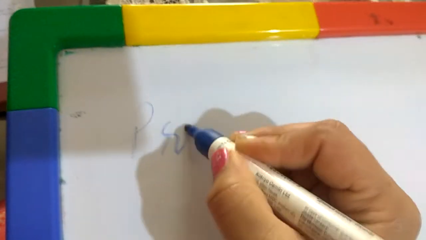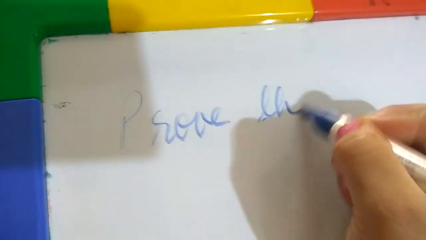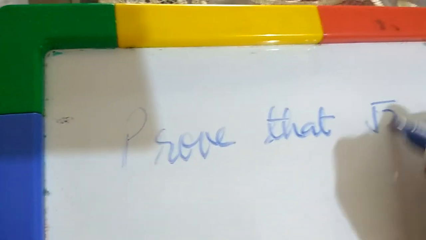Today I will tell you how to prove irrationality of numbers. This is the topic from chapter 1 of the NCERT textbook of class 10th, Real Numbers. This is the most important topic which repeatedly comes in the board examinations. So I will prove root 2 to be an irrational number.